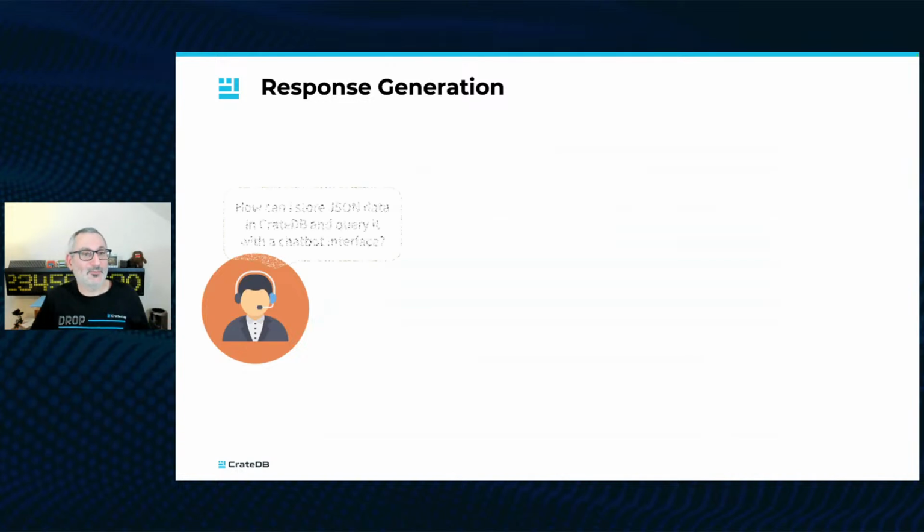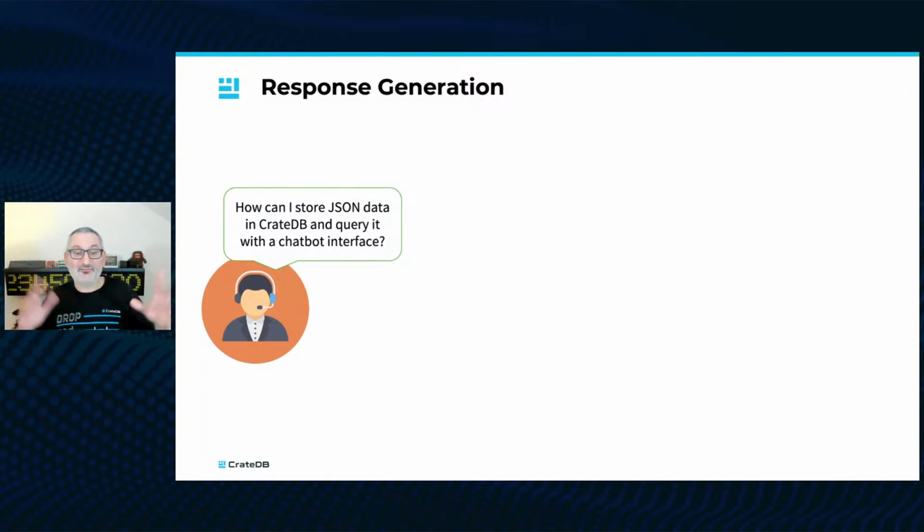So in this case, when the user asks something like, how can I store JSON data in CrateDB and query it with a chatbot interface? All of that stuff we saw in the previous diagram happens. We take this, run it through spaCy to get the keywords, and do a keyword search in CrateDB. We generate an embedding for it with OpenAI's embedding model, and run a KNN nearest neighbor search in CrateDB against that embedding. We get two sets of results back, combine them, and send it to the GPT LLM model.